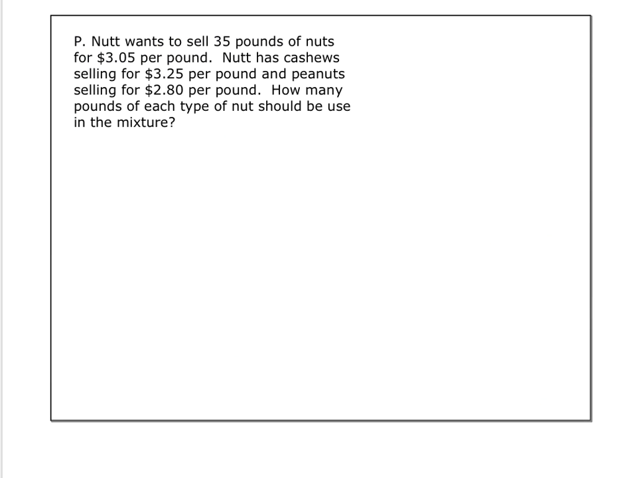Okay, Peanut wants to sell 35 pounds of nuts for $3.05 a pound. Nut has cashews selling for $3.25 per pound and peanuts selling for $2.80 per pound. How many pounds of each type of nut should be in the mixture? So the best way to do this is to set up a little bit of a scorecard. Okay, so we know we're going to have cashews, we're going to have peanuts, and then we're going to have our mix.